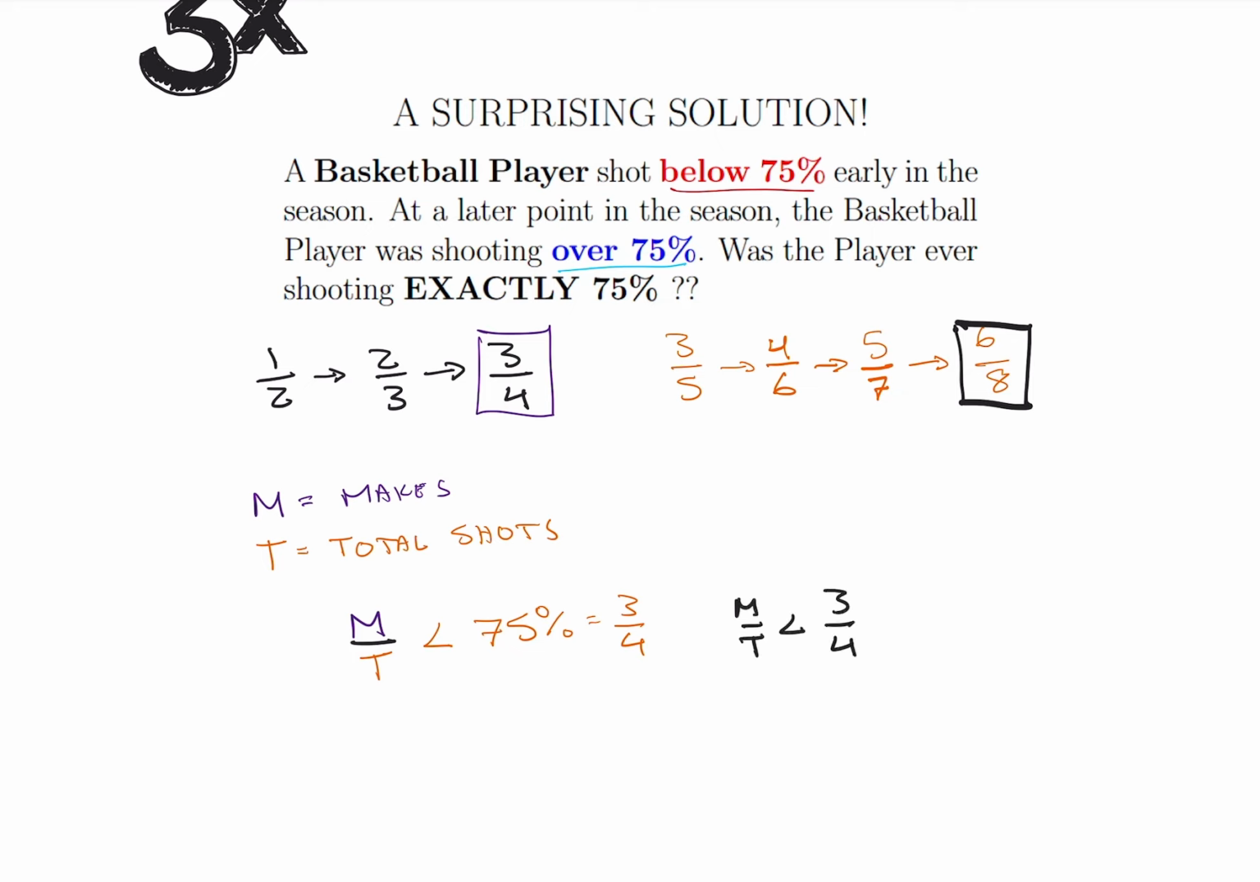And I can rewrite this pretty simply as 4M is less than 3T. And what do we know about M and T? We know both of these have to be integers. I can't take half of a shot. I can't make half of a shot. It either goes in or it doesn't go in, and I either took it or I didn't. So it has to be a whole number.